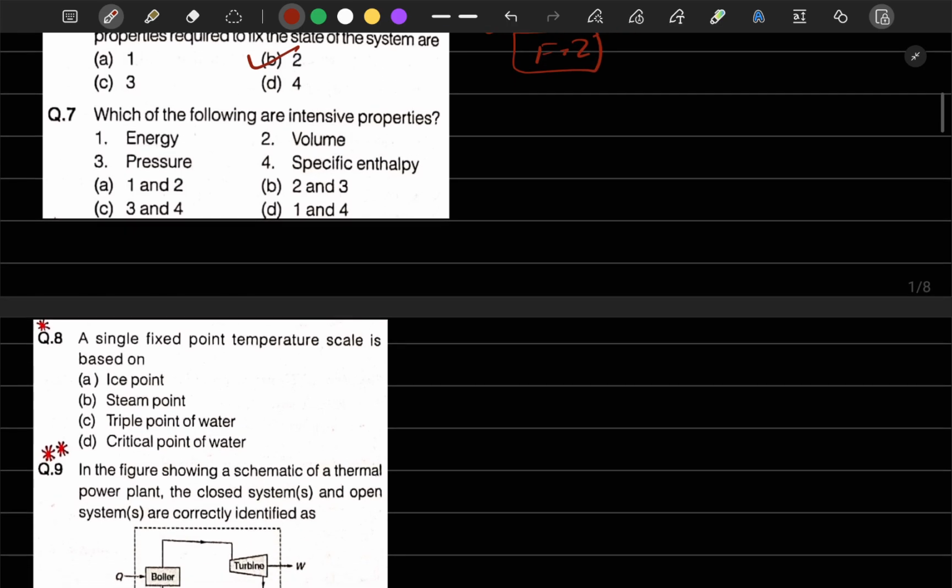Okay, so if we talk about intensive properties, those are the ones which are independent of mass. Let's talk about all the options. Energy is not an intensive property because it depends upon the mass of the system. Volume is also not an intensive property. So these both are not intensive properties, but pressure is an intensive property, and so is the specific enthalpy. So the answer will be 3 and 4, option C.